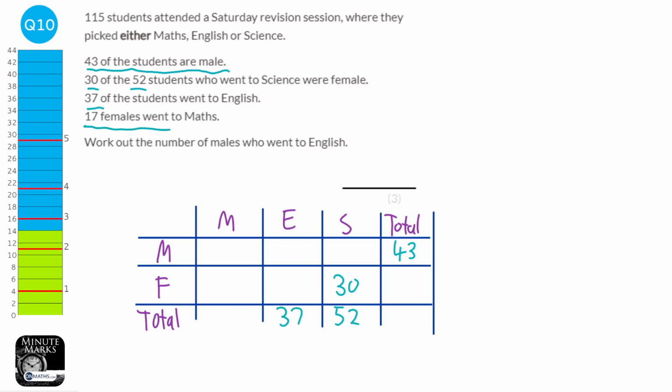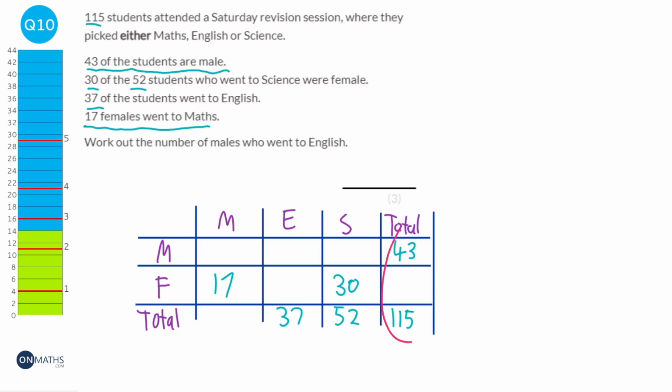And then 17 females went to maths. So looking at maths and females, which would be there. So that's all the information we're given, apart from the 115 as well. There we go. So we start filling these in.